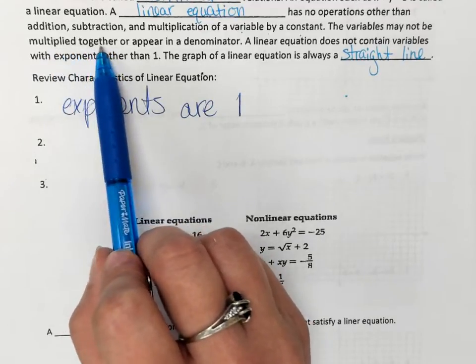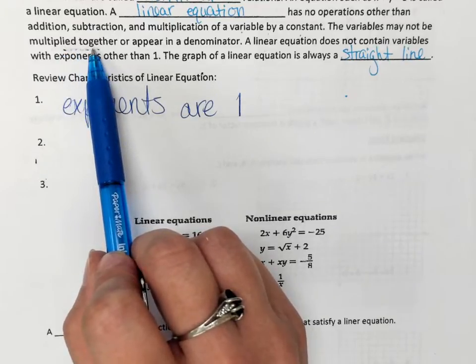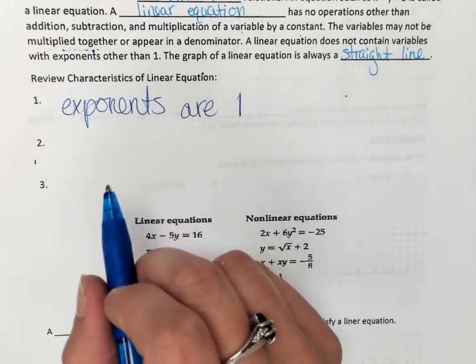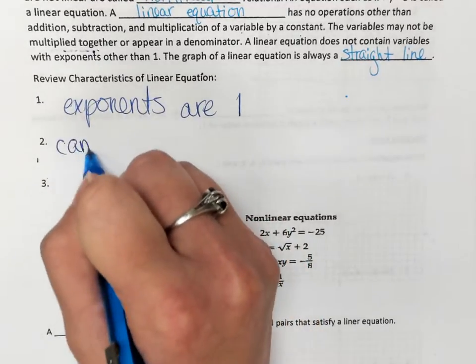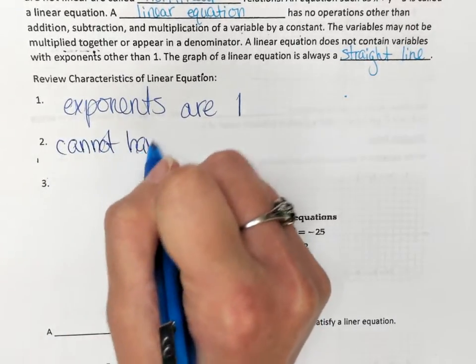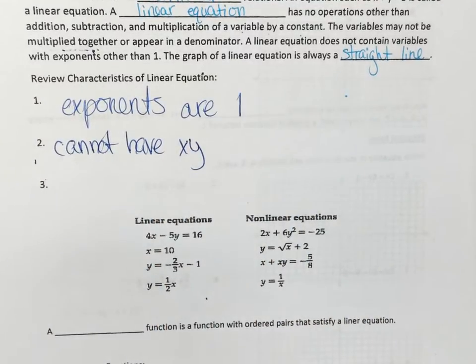You better read that whole sentence. Variables may not be multiplied together, right? So you cannot have x times y. Cannot. Make sure you have that word cannot. What else can we not have?